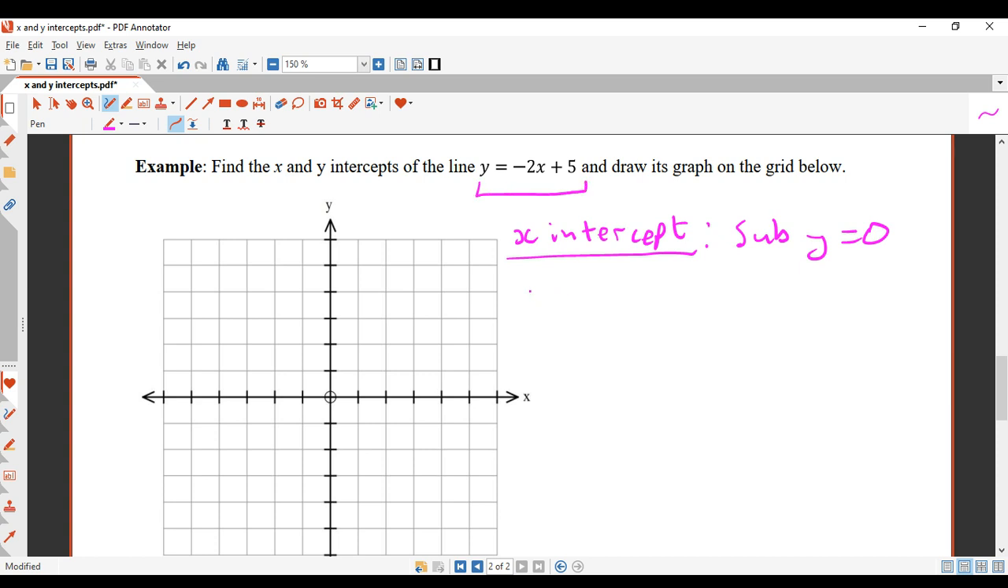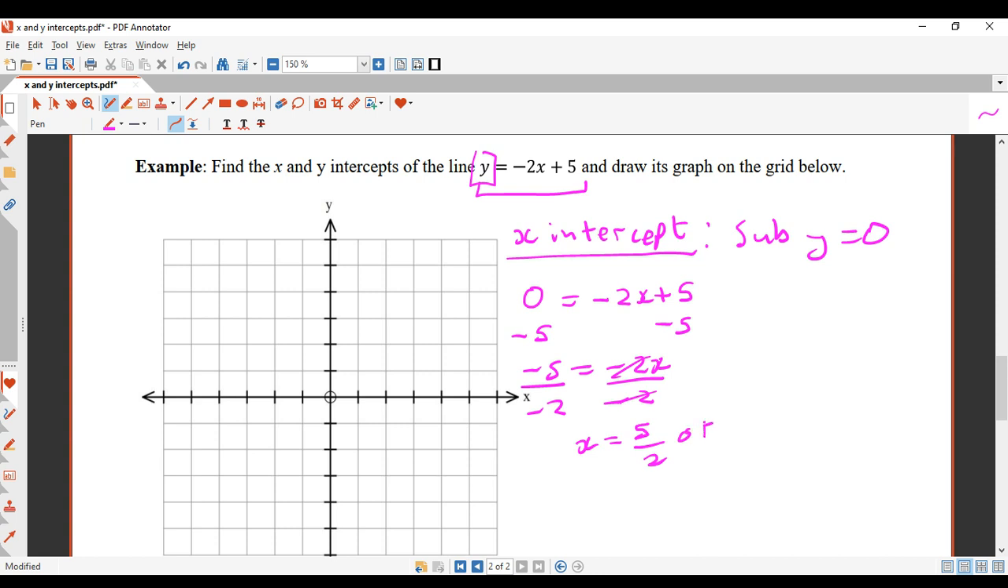Okay, so we can do that. 0 is equal to, so where the y is, you will put 0. So 0 equals minus 2x plus 5. We need to get the x by itself, so you take 5 from both sides, so you get negative 5 equals negative 2x. Then divide by negative 2, divide by negative 2, and you get x equals negative 5 over negative 2, which is just 5 over 2, or you could write that as 2.5.